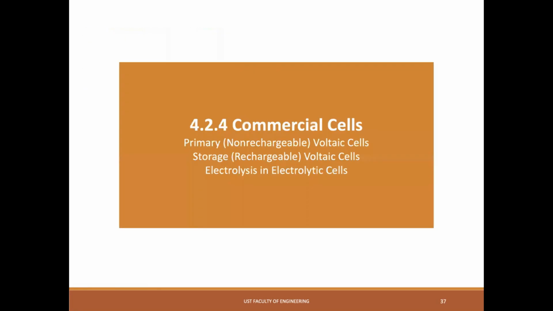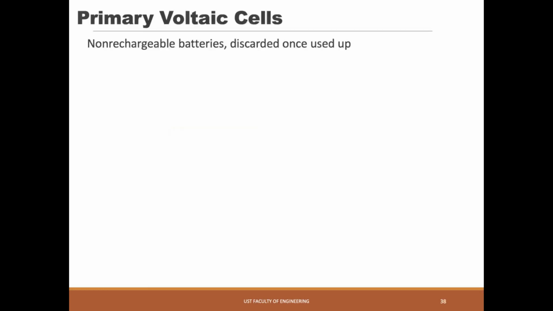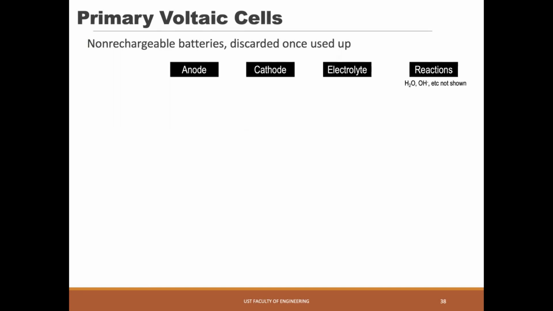So moving on to our final topic for module 4.2 is the discussion about commercial cells. And we have 3 main types that we're going to discuss. The first one is our primary voltaic cell. And this covers all of our non-rechargeable batteries, meaning they are the batteries that we discard once they're already used up. So we're going to analyze the anode, the cathode, the electrolyte, and the reactions of these batteries, just to give you an idea on how these work or how they differ from one another.